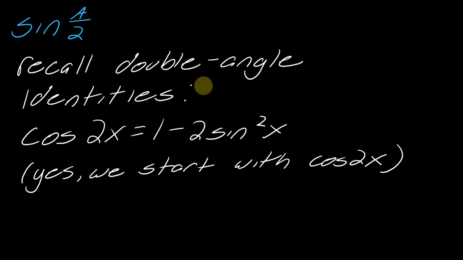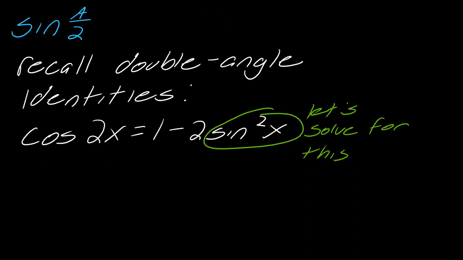This actually comes from the double angle identities. So I'm going to start with cosine of 2x equals 1 minus sine squared x. And yes, we do start with cosine of 2x. But remember, with the double angle identities, there were a bunch of different ways you could think of cosine of 2x. I'm being strategic in choosing this particular identity, because what I'm going to do is solve for sine squared x.